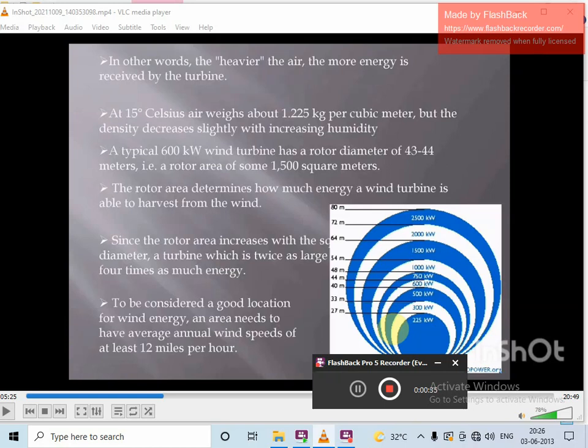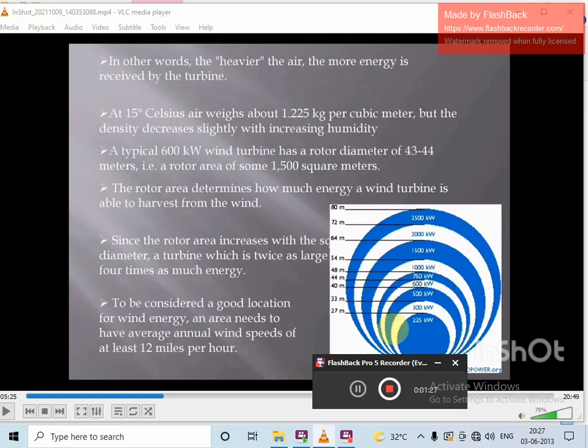The first important thing in the design consideration is the air density. So this affects the wind power generation directly. The air density you can calculate from the formula rho is equal to P by RT, where P is the local air pressure and R is the gas constant and T is the temperature in Kelvin.